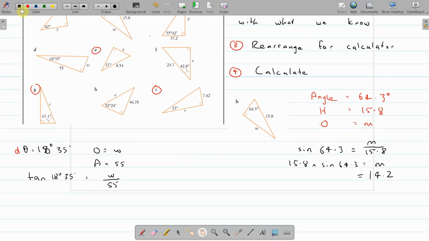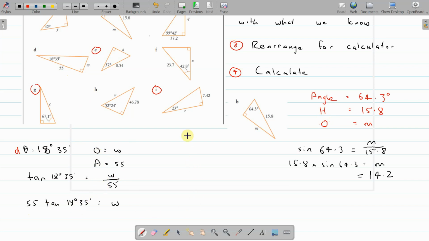So now we rearrange for the calculator. So that's going to come over here. 55, the tan of 18 degrees, 35 minutes equals W. Yep, okay, it's all good. So remember the steps. Look at the evidence and decide sine, cos or tan. This one here, because that was those two, that's got to be tan. This one here, because it uses the opposite and the hypotenuse, it's got to be sine. So decide first, then write the statement.